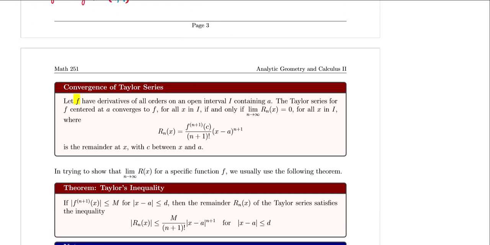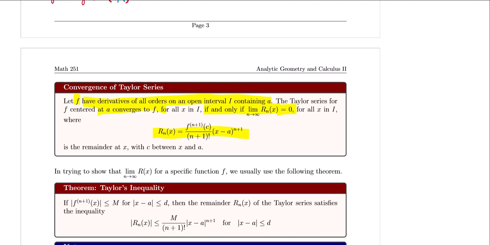Let f have derivatives of all orders on some open interval I containing a. The Taylor series for f at a converges to f for all x in I if and only if the limit as n approaches infinity of the remainder of the Taylor series is equal to 0 for all x on that interval, where the remainder here is given by the (n+1)th derivative at c all over (n+1) factorial times (x minus a) raised to the n plus 1.